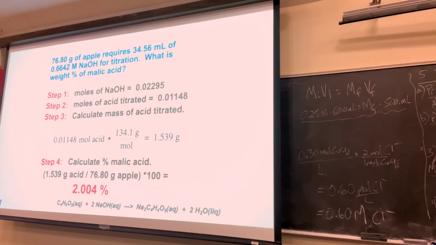All right? So our apple, this is another type of percentage, by the way, is 2.004% malic acid. Okay. Any questions on this?